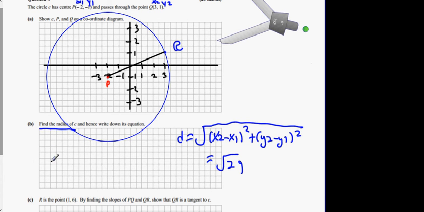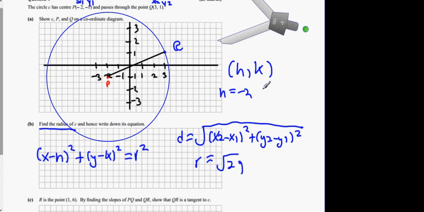So the formula for this is x minus h squared plus y minus k squared equals r squared. R is root 29. What does h and k stand for? Anybody know? Specifically the centre, okay? So h equals minus 2 and k equals minus 1. Now to get full marks, you don't have to multiply out the brackets or anything. It's just about getting what's inside the brackets correct, okay?